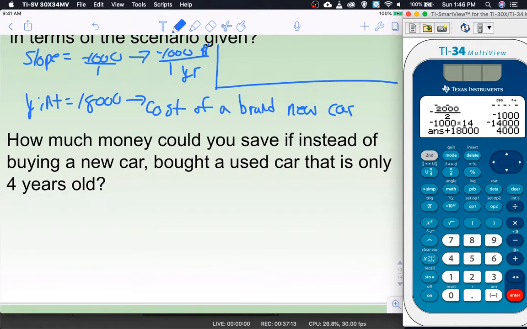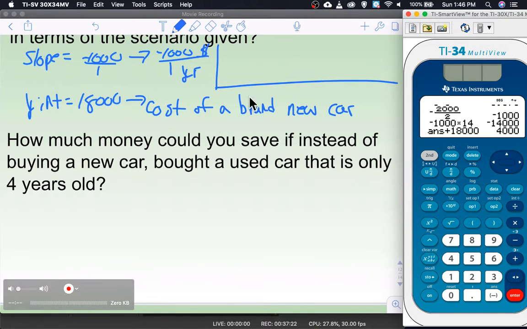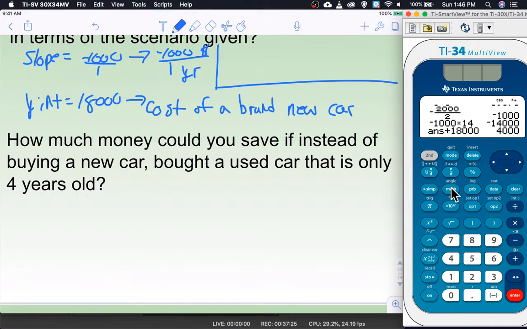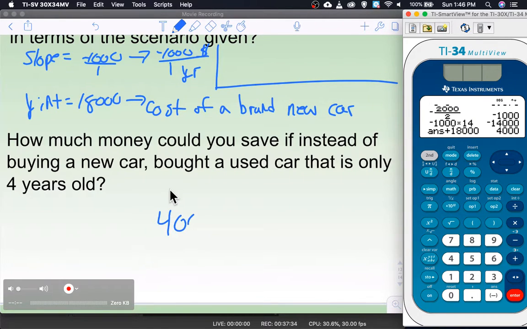How much money could you save if instead of buying a new car, you bought a car that is only 4 years old? You maybe don't even need the equation for that. If you understand what this is talking about here, you could do this math in your head very simply. Well, if every year older the car gets, it loses $1,000, you could save $4,000 if you bought a car that's 4 years old instead of buying a new car. Just because as the car gets older by 1 year, its value goes down by $1,000.